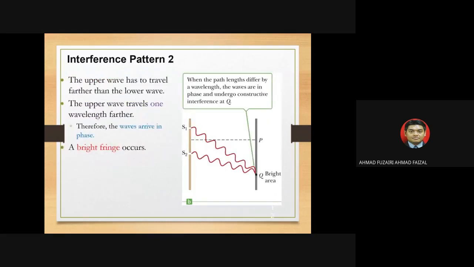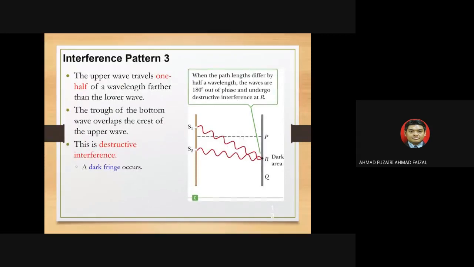Okay, for interference pattern number 2, the upper wave has to travel farther than the lower wave. So the upper wave is from slit 1. The upper wave travels one wavelength farther compared to the lower wave. Therefore, the waves arrive in phase at point Q. When the path lengths differ by a wavelength, the waves are in phase and undergo constructive interference at point Q. So a bright fringe occurs at point Q.